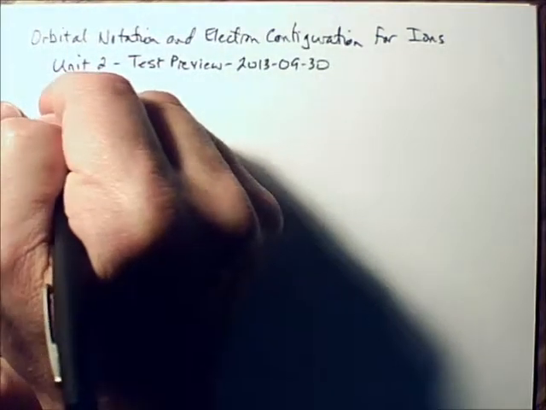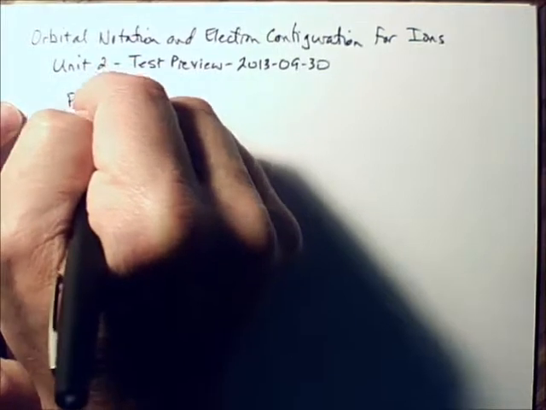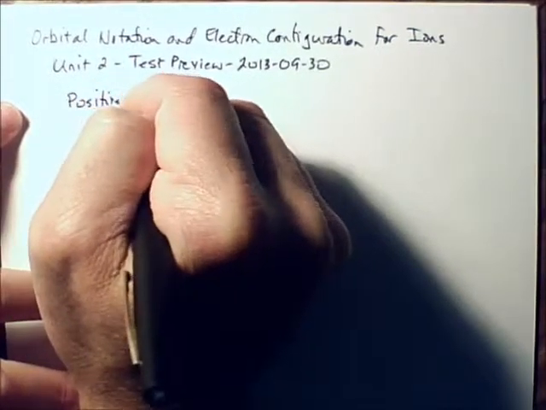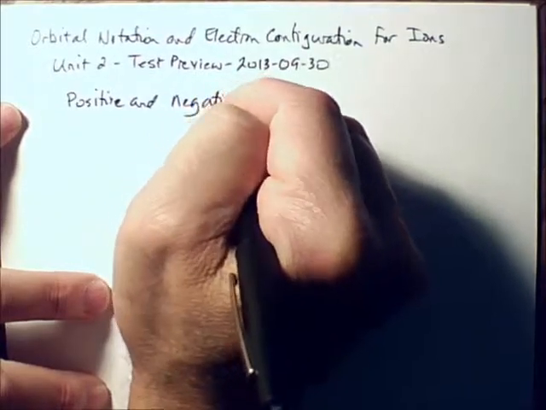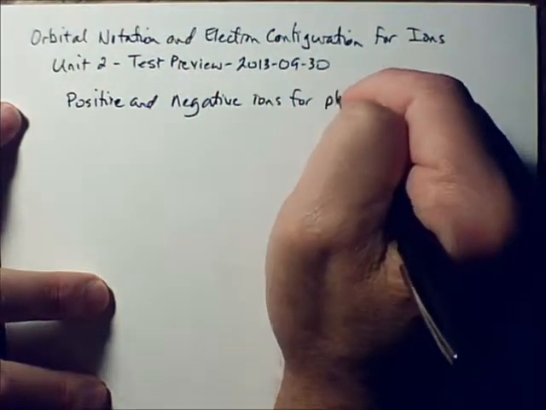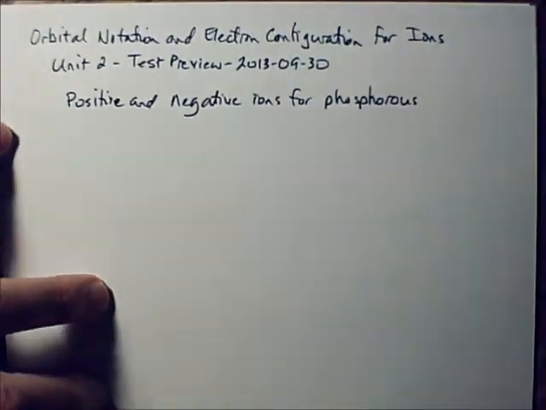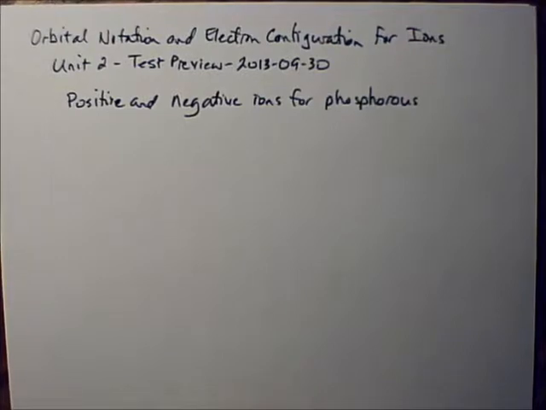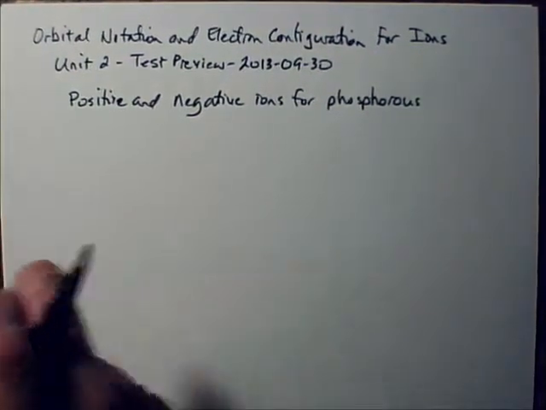We're going to do, as an example, both positive and negative ions for phosphorus. Now, before we can do the ions, we need to first do the atom. Okay? So I'll do the orbital notation and electron configuration for the atom of phosphorus first.